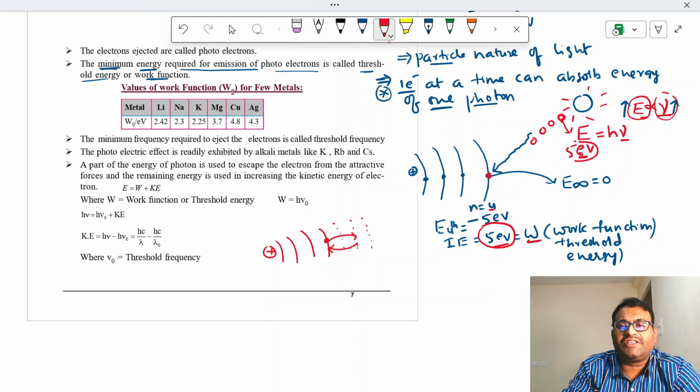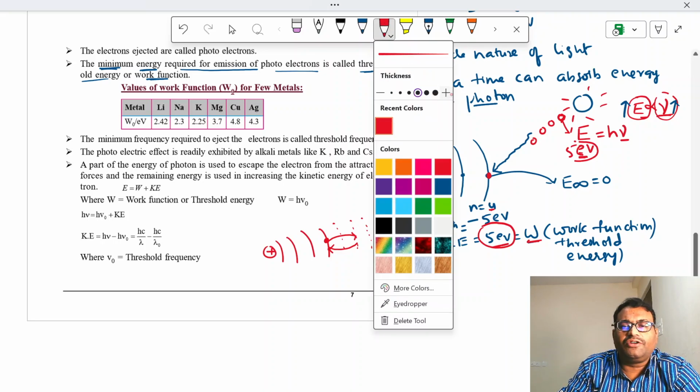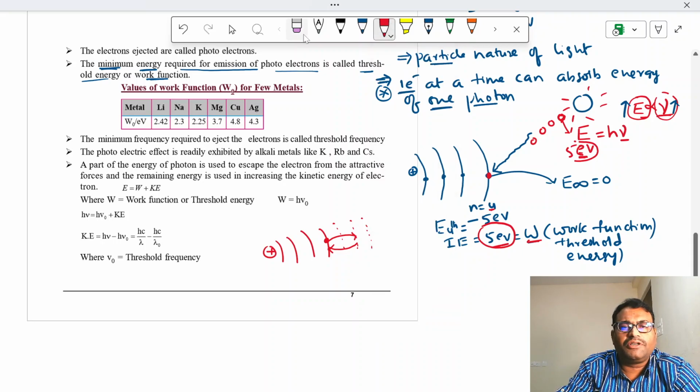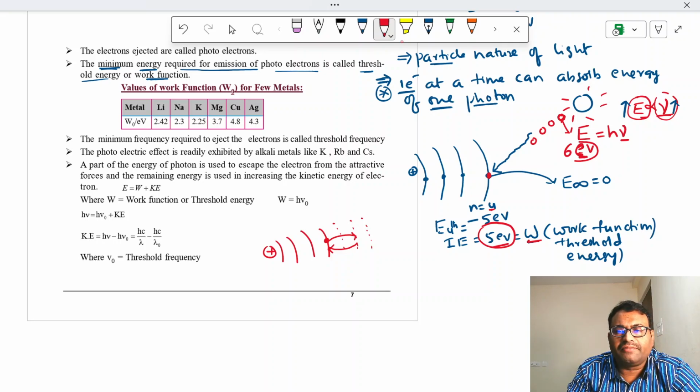Again, increase the frequency of the photon. Let us convert it into 6 electron volt. See, it wants only 5 electron volt to come out from the atom. But each photon has how much energy? 6 electron volt. So 5 electron volt it will use to come out, and the remaining 1 electron volt is converted into kinetic energy.